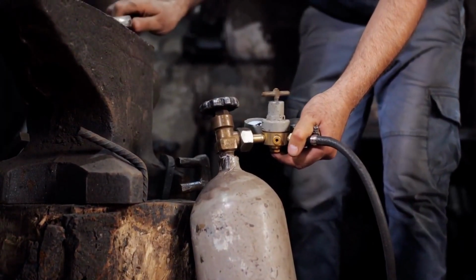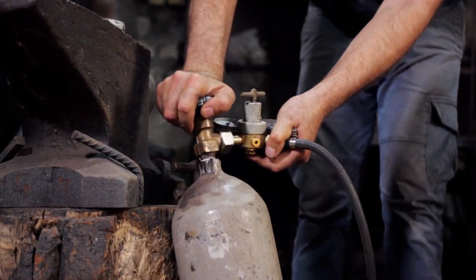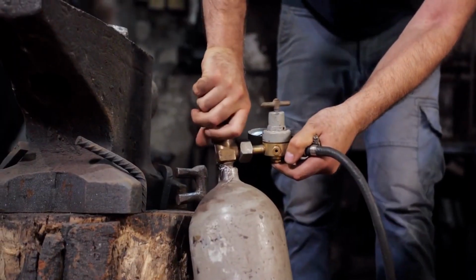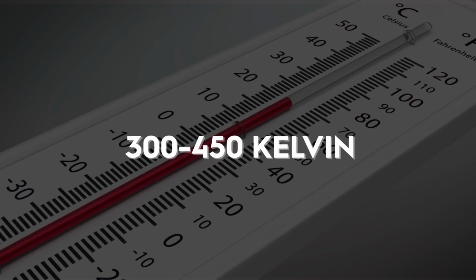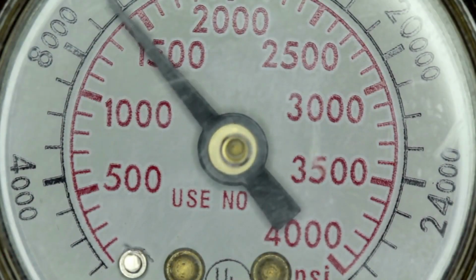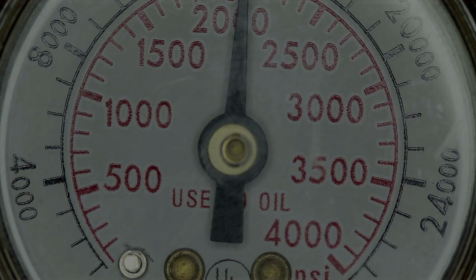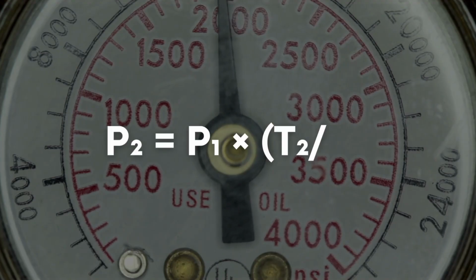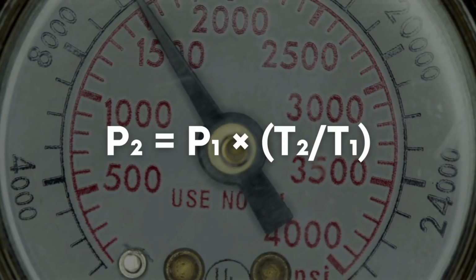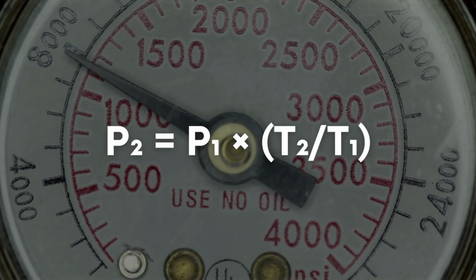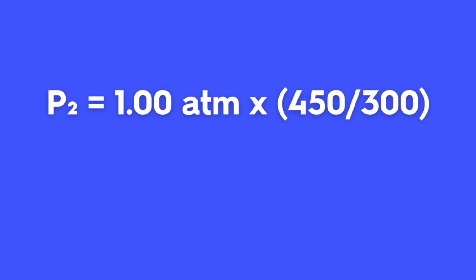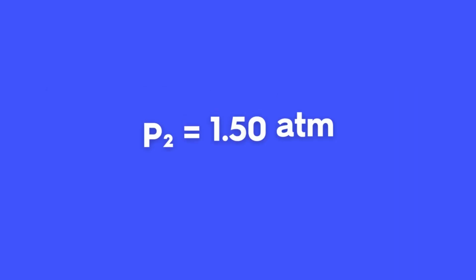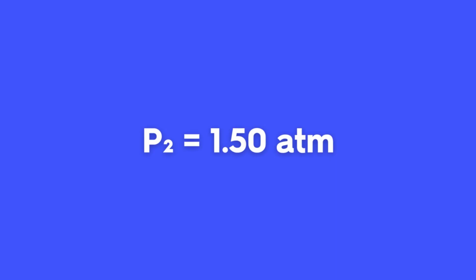Now, let's apply the law. Imagine the same canister of gas at the same volume. If the temperature rises from 300 Kelvin to 450 Kelvin, pressure scales directly with temperature. The formula reads P2 equals P1 times T2 over T1. Substituting the numbers, 1.00 atmospheres times 450 over 300 gives 1.50 atmospheres. Same volume, more thermal energy.